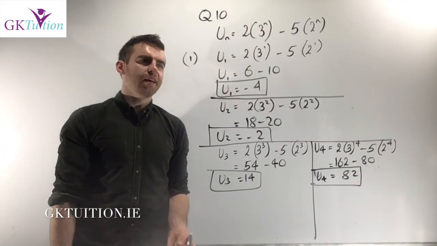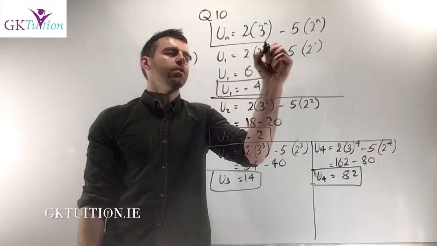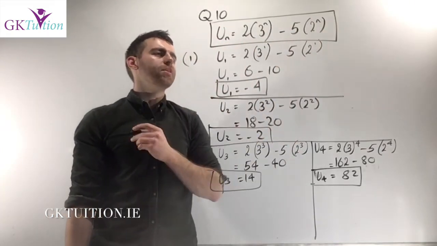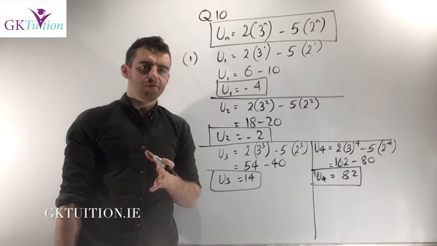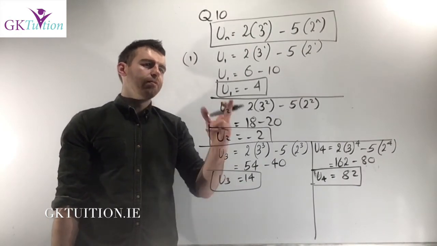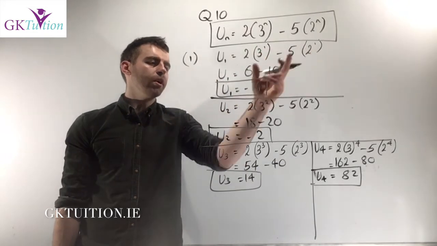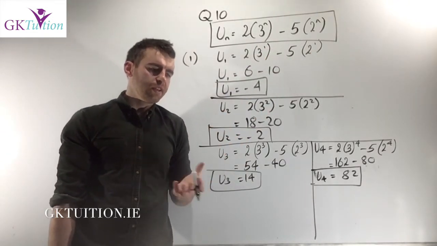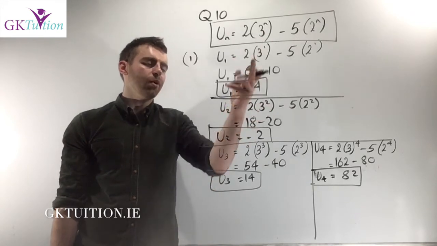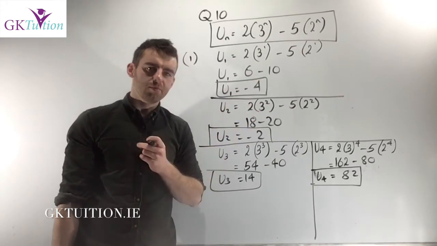Okay, in question 10, we were given the general formula u n is equal to 2 times 3 to the power of n minus 5 times 2 to the power of n. We were asked to write out the first 4 terms. So straightforward enough. To get u1, you just sub in 1 everywhere there's an n, and I ended up with u1 equals minus 4. To get u2, you just sub in 2 everywhere there's an n, I ended up with u2 equals minus 2.